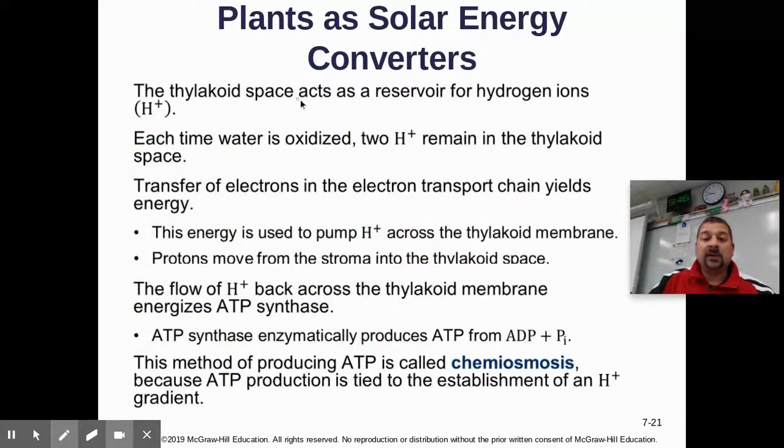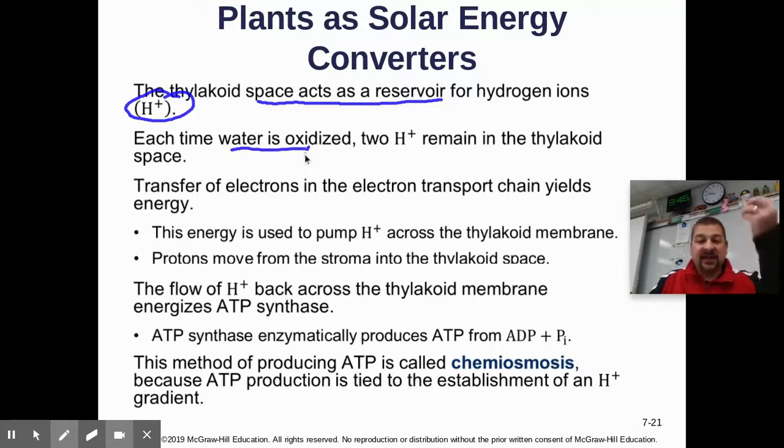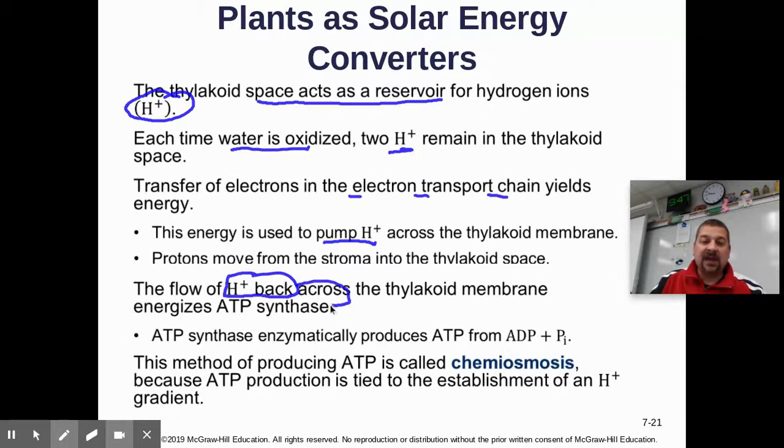Again, a review, kind of in words, some overviews. The thylakoid space is the reservoir where those hydrogen ions build up. Every time water is split and the electrons are taken from it, every time it's oxidized, the two hydrogens that remain are also in that thylakoid space. And the transfer of electrons from the ETC is used to pump even more hydrogens into that space. Then the flow of hydrogen ions back through the ATP synthase causes it to spin and causes an enzymatic reaction to produce ATP.